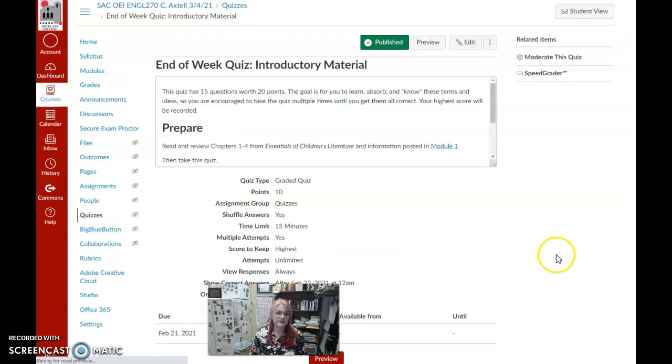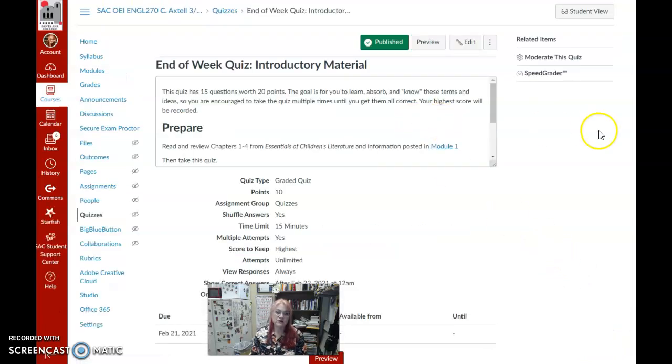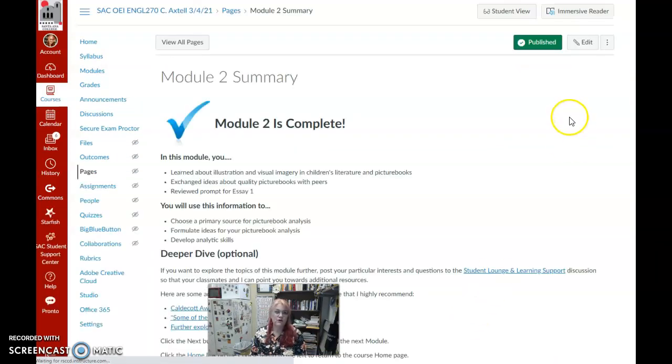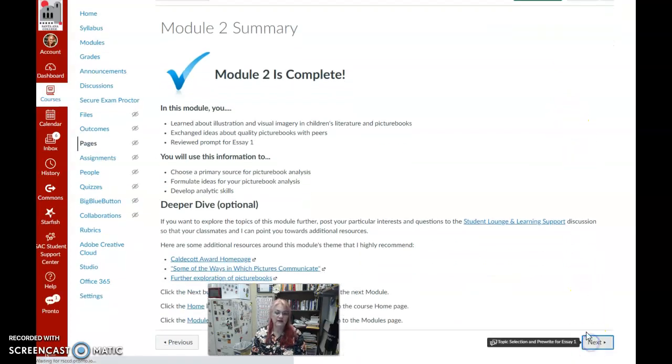And then we have the quiz. The quiz will cover the introductory material from chapters 1 through 3 of Essentials of Children's Literature. And remember, you can take the quiz as many times as you want before the due date, so it's totally possible to get 100%.